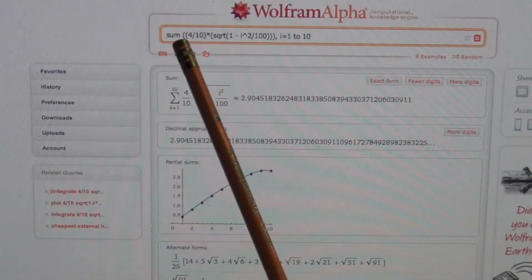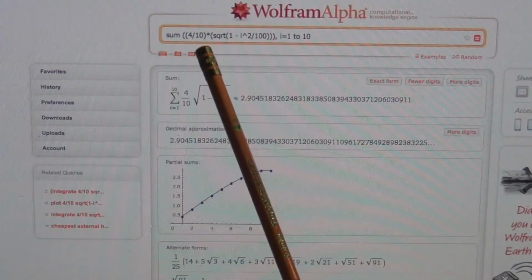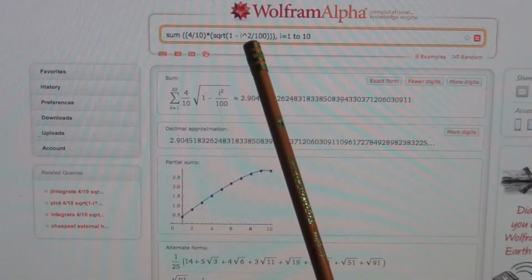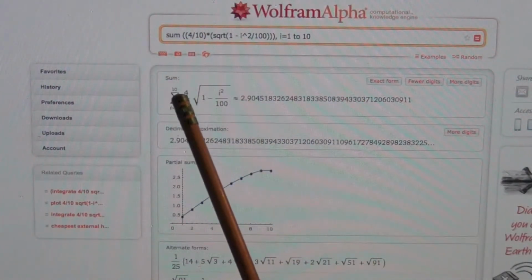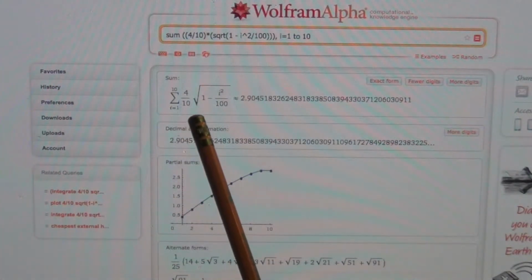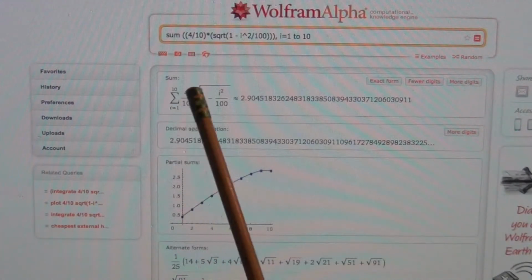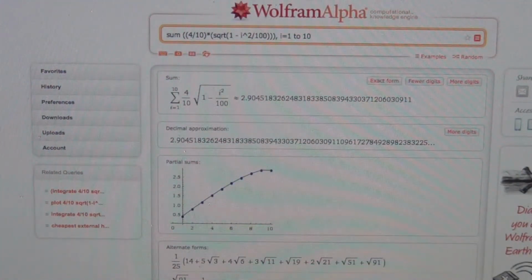So here we are to use Wolfram Alpha to talk about our formula that we got. We tell it to sum, and in this case I used 10 rectangles. I wish we had a picture, but I don't. Our formula was 4 over 10 times the square root of 1 minus i squared over 10 squared, which is 100, and we sum from 1 to 10. The mathematical symbol for sum is this Greek letter sigma, S for sum. This equals about 2.9, which is not super far away from pi, but it's also not super close. On the other hand, we only used 10 rectangles.